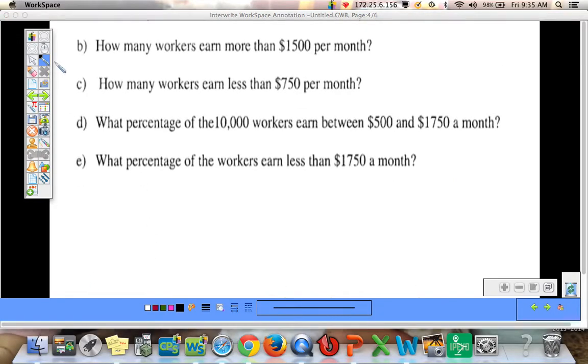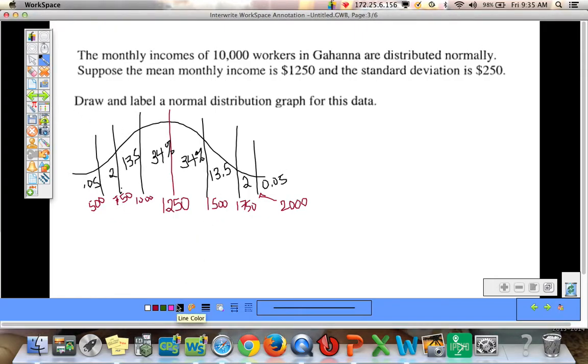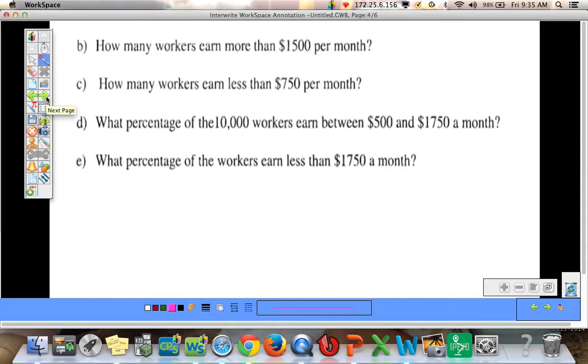A, how many workers earn more than $1,500 per month? Well, here's 1,500. We're going to add up 13.5, 2, and 0.05, so add those up. And that would give us about 15.5%. And it says how many? So we have to change it to a number, so it'd be 1,500 times 0.155, which would be 1,550. So 1,550 workers earn more than $1,500 per month?